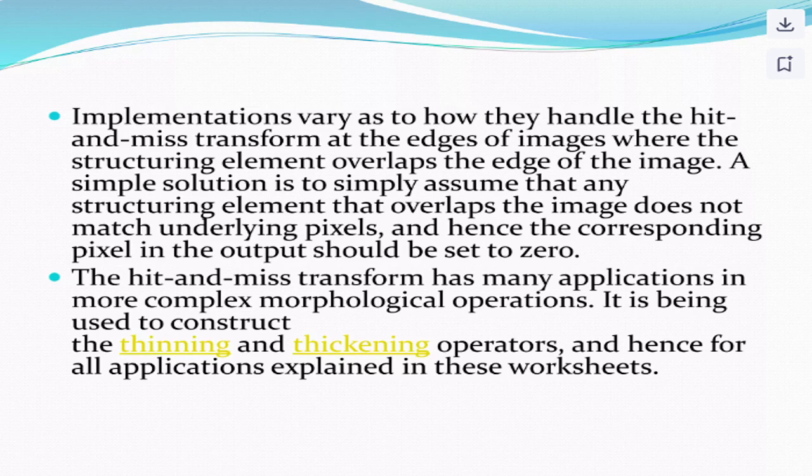Next is endpoint detection. This involves finding the endpoints of a binary skeleton. Next is junction detection. The transform can identify triple points where three lines meet on the skeleton. Then thinning and thickening. These operations are crucial for skeletonizing and boundary enhancement and are derived from the hit and miss transform. By combining this transform with a simple set operation, we can perform a wide range of complex morphological tasks.